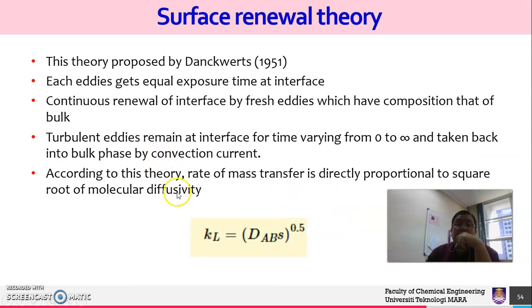And last but not least is surface renewal theory by Danckwerts, 1951. So just now, eddy currents had their own time, a similar time. This time the surface is renewed each and every time, and this would be the coefficient. Okay, the relationship of the coefficient.